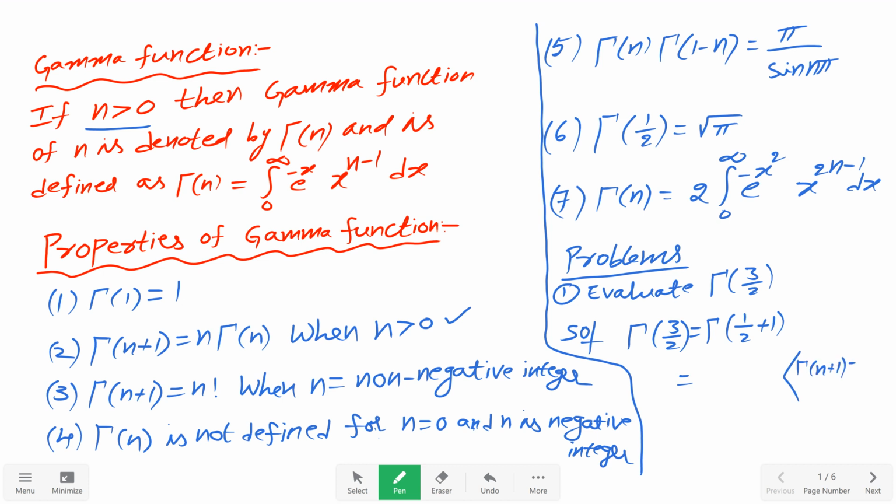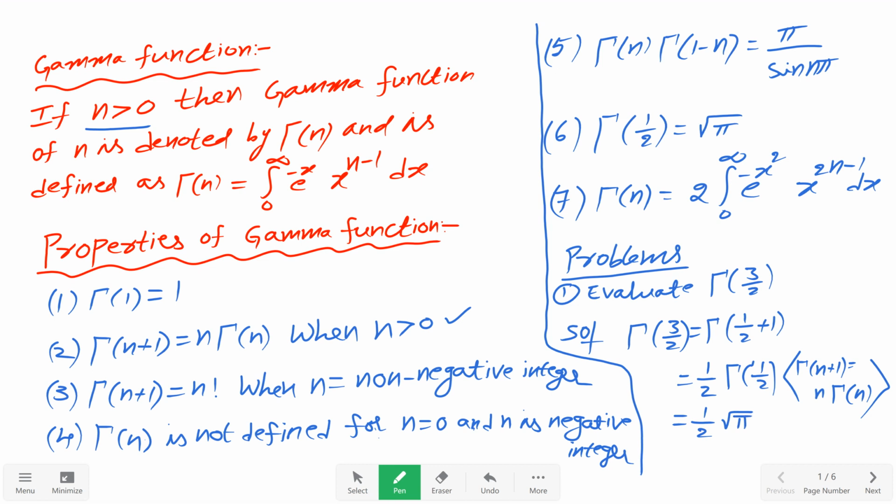So we can write gamma of n plus 1 as n into gamma of n. Here n is 1 by 2. So 1 by 2 into gamma of 1 by 2. So this is equal to 1 by 2 into gamma of 1 by 2 value. From property number 6, gamma of 1 by 2 value is root pi.